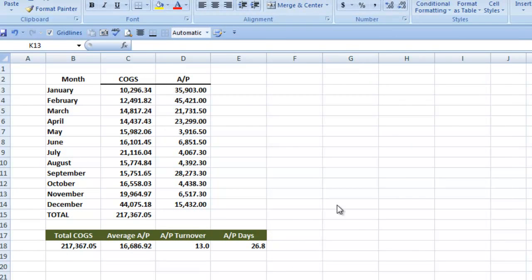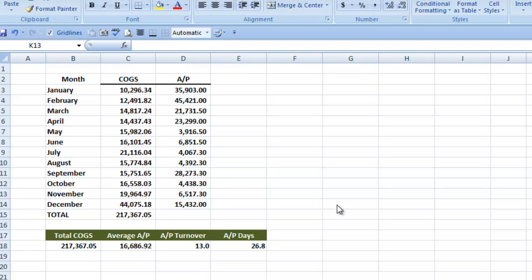This is the worksheet that we created in the last screencast, where we calculated AP turnover, which is the average amount of times payables turn over within the period, in this case a year, and the AP days ratio, which is the days payable outstanding, which tells us the average amount of time payables remain unpaid. To take the analysis a little bit further, I want to look at trends monthly in accounts payable.